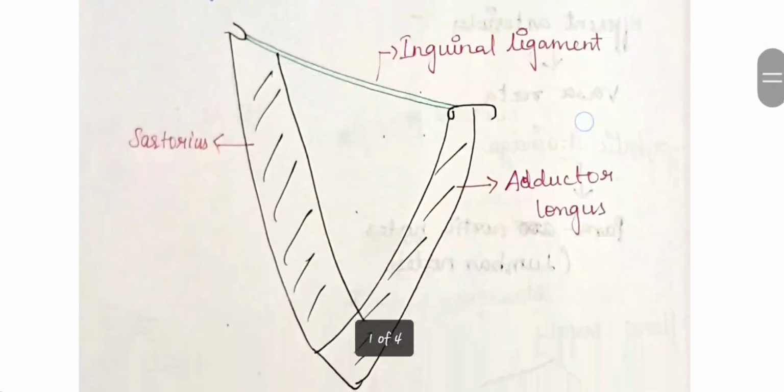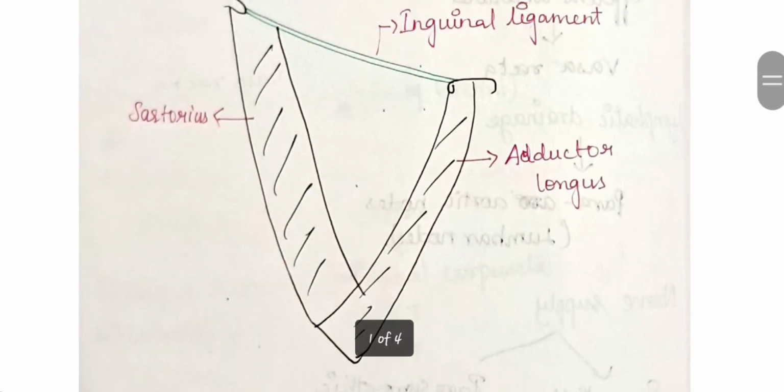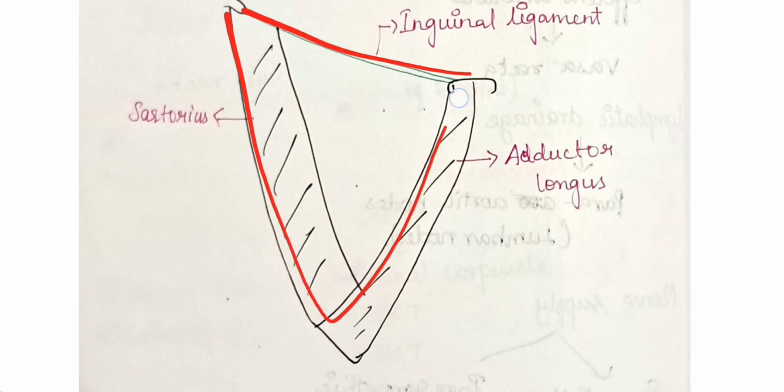So here you can see the femoral triangle. This is the inguinal ligament, and below this ligament this triangle is located. Okay, so coming to the boundaries of the femoral triangle.